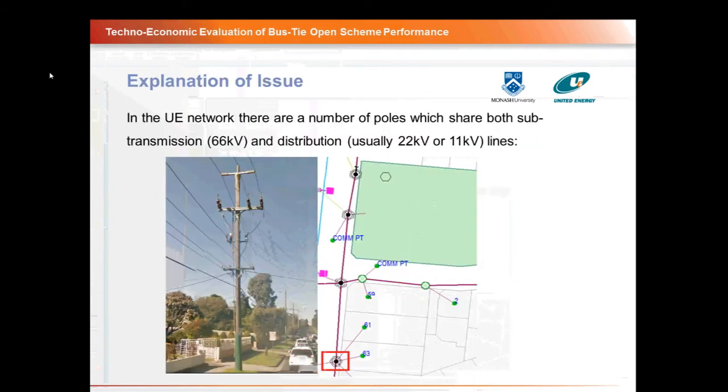So when I went to the secondary team, they told me that this type of issue was occurring on poles which shared both 22 or 11 kV lines and sub-transmission or 66 kV lines. So for example, if we look at this image from Google Maps of a pole, we can see that there are the 66 or sub-T cross arms and then 22 or 11 kV cross arms.